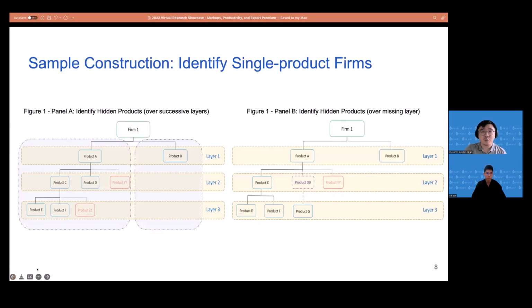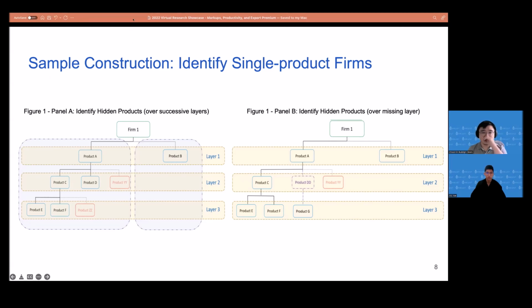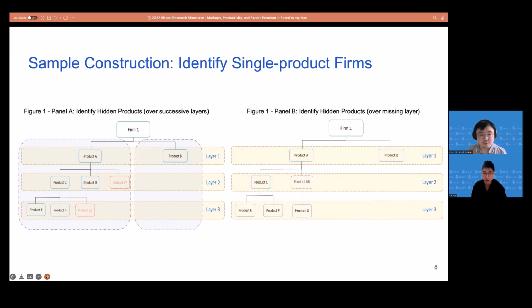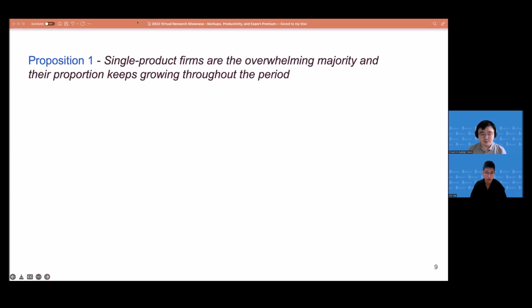Yeah, in figure 1, panel B. Could you explain it once again? Okay. So for product G here, if there is no product in the 2nd layer, then we can first identify a product DD here, and then compare the quantity of the 2 layers to identify the product YY. Okay, sorry for the lagging.